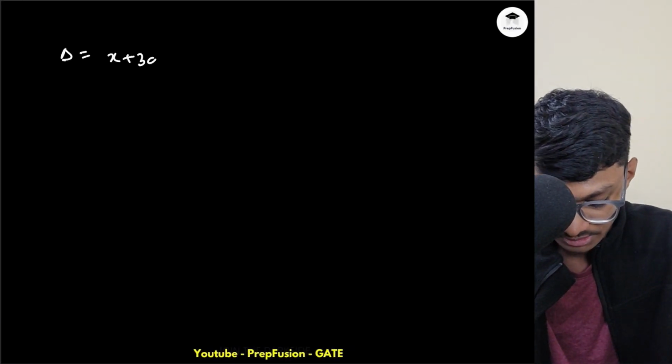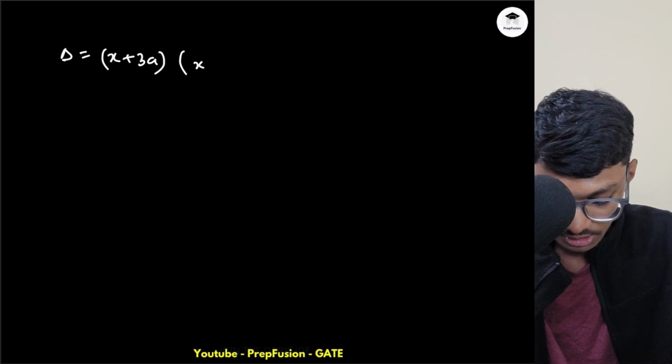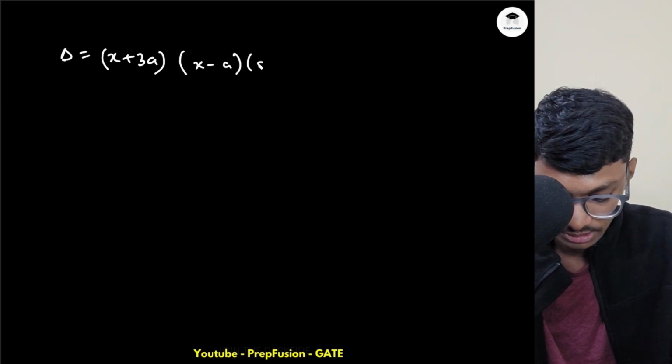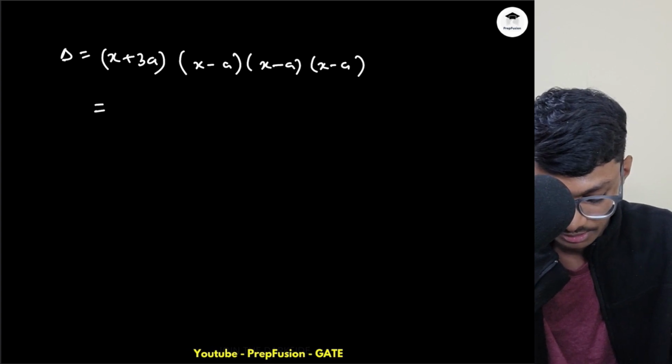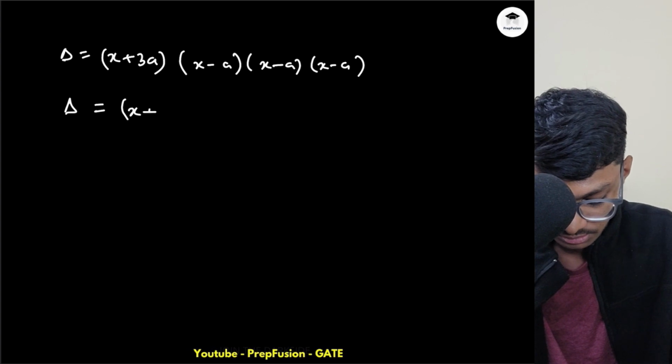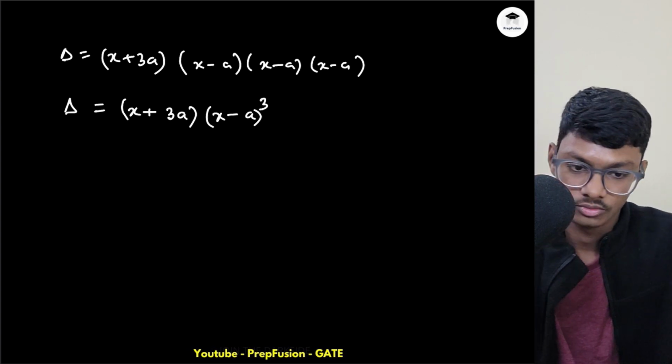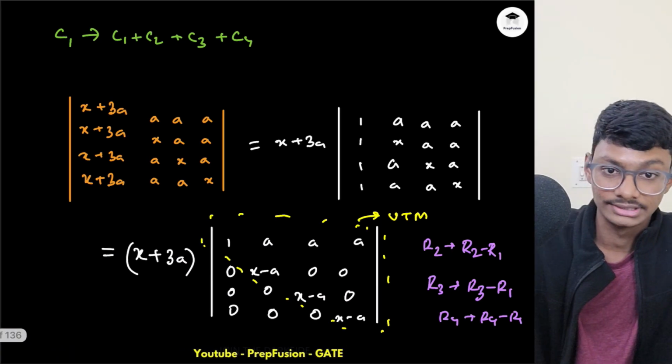Delta will be x plus 3a, which is already present over here, and the diagonal elements are x minus a into x minus a into x minus a. So delta can be written as x plus 3a into x minus a whole cube. Okay, so that is how you solve this simply.